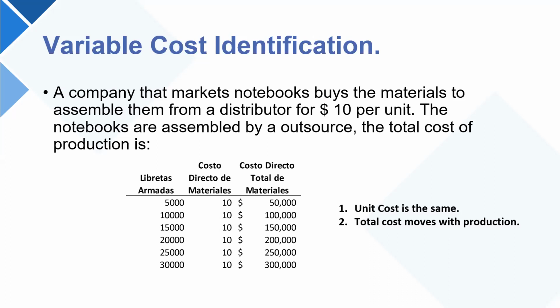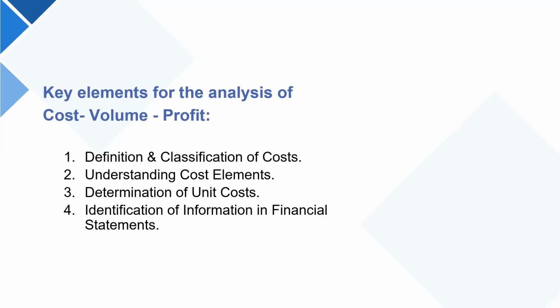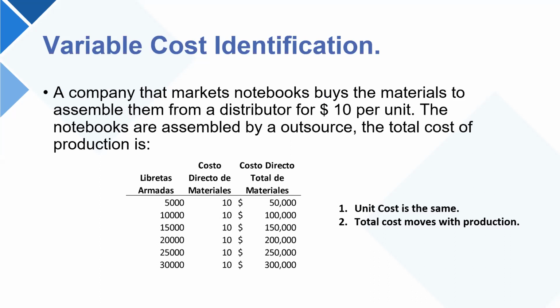So I was telling you guys that we need to recap the variable and fixed cost identification, because you need to have that pretty well identified for this cost-volume-profit analysis to actually work, okay? So we are going to see some examples so you guys can review that again, so you can remember it. Let's see this first example to identify variable cost.